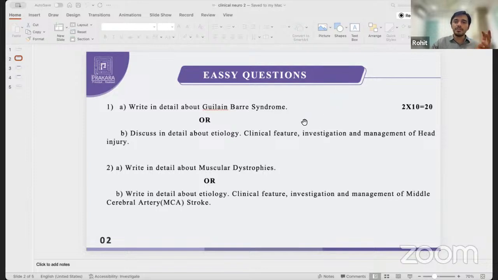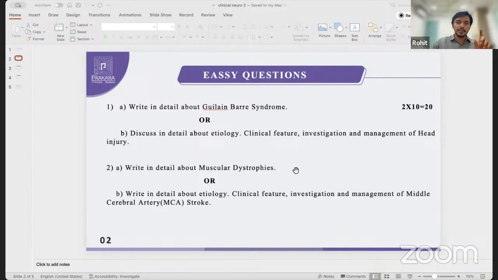Modifiable risk factors could be blood pressure, cigarette smoking, hyperlipidemia, diabetes, heart disease, or heart diseases like atrial fibrillation, cardiac failure, infective endocarditis, or excessive alcohol intake, or conditions like polycythemia, or in women who take hormonal replacement therapy or oral contraceptive pills. These could be modifiable risk factors.